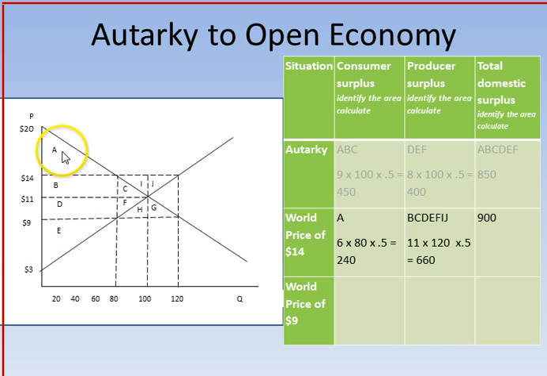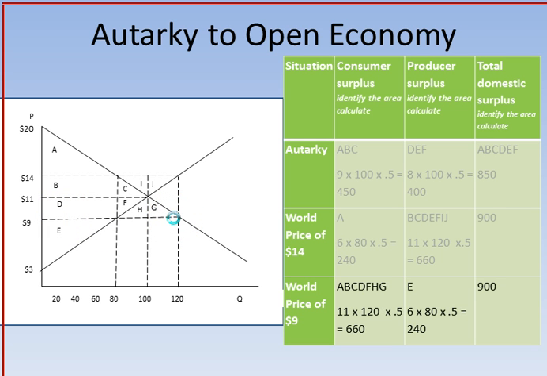However, our consumer surplus has grown to areas A, B, C, D, F, H, and G. And so here, 20 minus 9 gives us 11. Our quantity is 120. And what we get is a much larger consumer surplus and a much smaller producer surplus in this particular scenario.